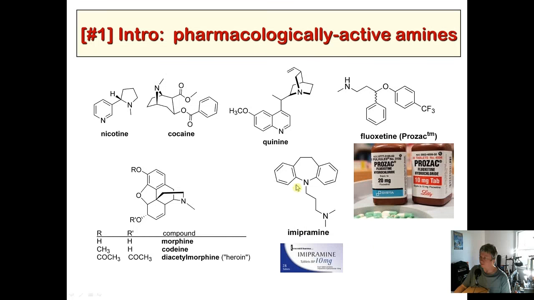Imipramine is one of these other antidepressant type drugs. It's called a tricyclic antidepressant. Probably pretty clear why they call it a tricyclic antidepressant, because you have the 3 rings, right? And so this has a lot of the same effects as fluoxetine or Prozac.